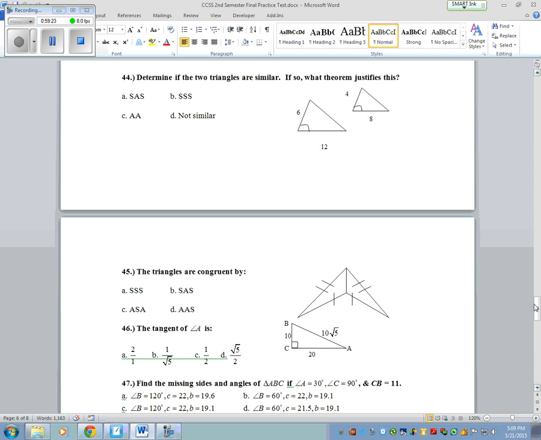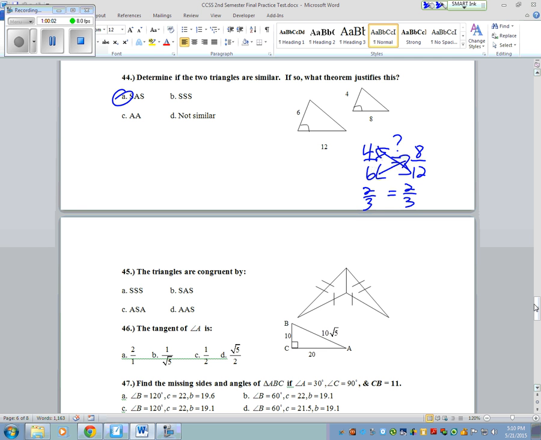44 through 47. So determine if the two triangles are similar. So what theorem justifies this? Well, it looks like it could be a side angle side thing from here. The question is are these proportions the same? That's when you do like the 6 over 4. Yes. Does that equal 8 over 12? And it sure does. 4 6 reduces to 2/3, and 8 12 reduces to 2/3. So you might have to reduce them to see if they're equal. The other thing you can do is cross multiply. So if you cross multiply and you get the same number, which we do, they're both 48, then they have to be similar, and they're similar by side angle side.